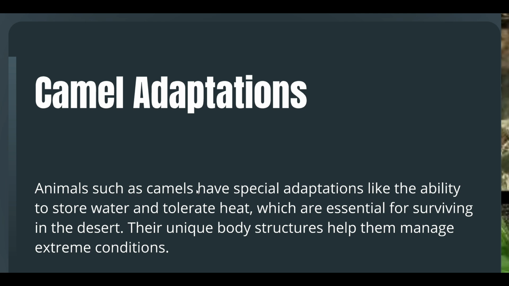Animals such as camels have special adaptations like the ability to store water and tolerate heat. This describes the features that can be seen in a camel. So it is basically talking about the camel which is seen in the desert, which are essential for surviving in the desert. The unique body structures help them manage extreme conditions.